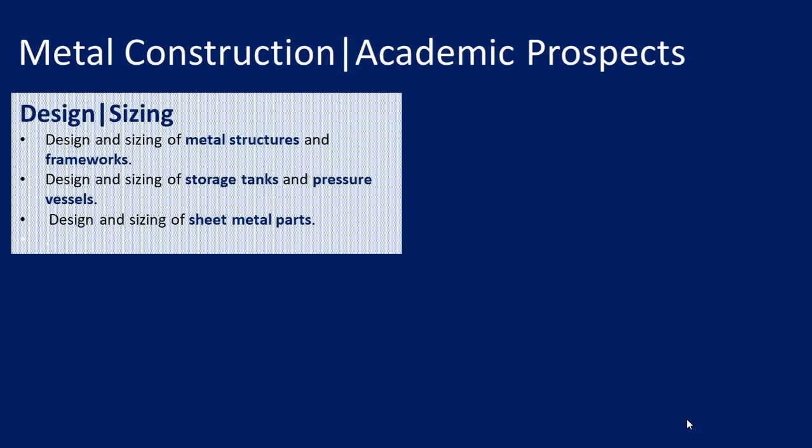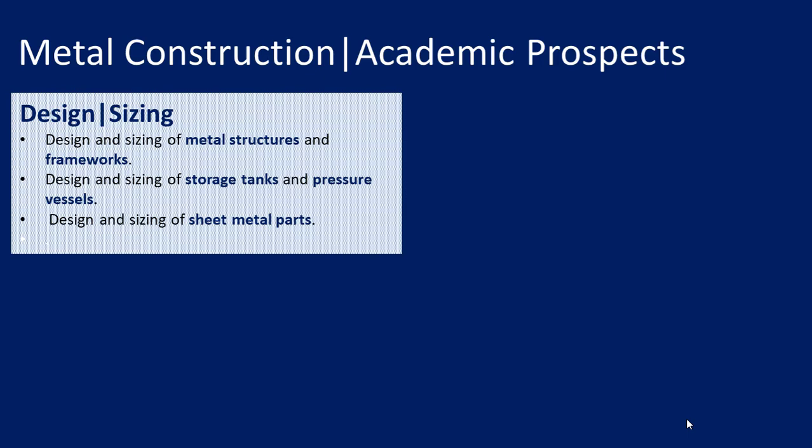I'll start with the academic prospects, which have five principal axes. The first one is about the design and sizing of metal, especially steel structures and frameworks, the design and sizing of storage tanks and pressure vessels, and also the design and sizing of sheet metal parts.